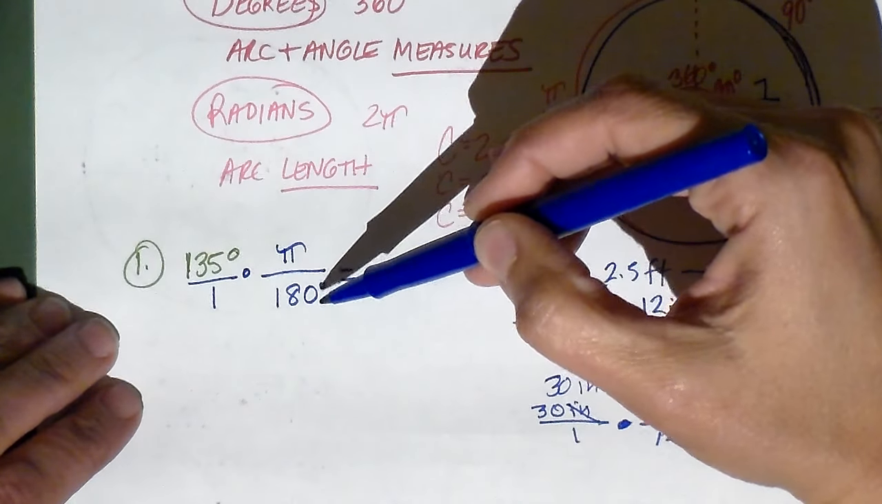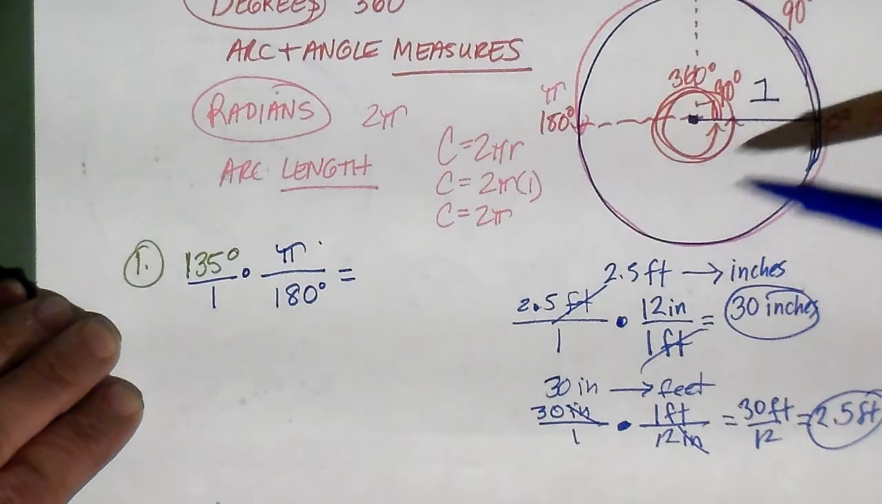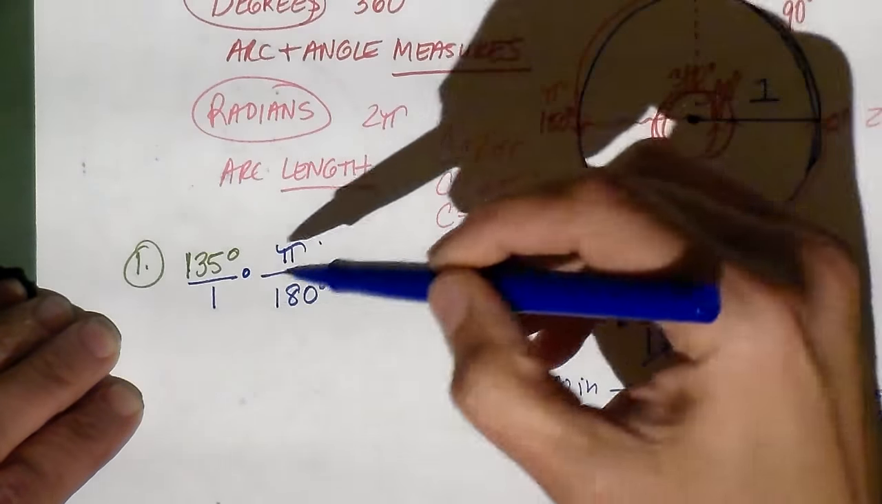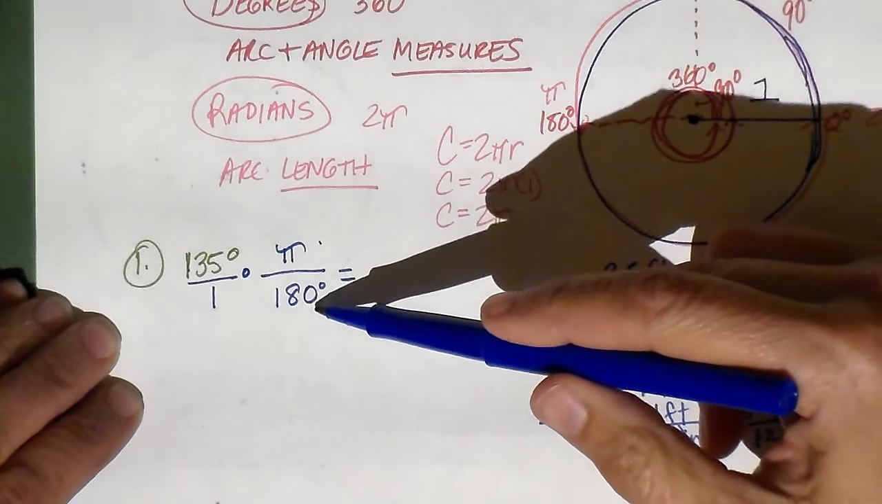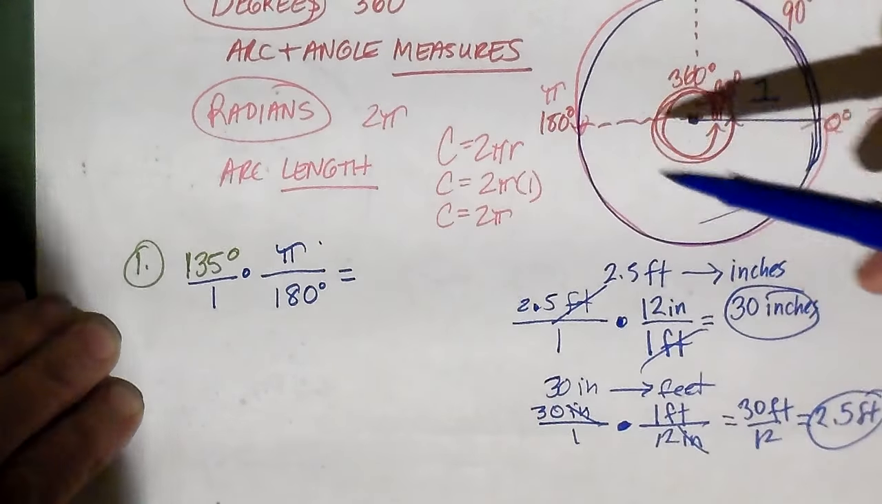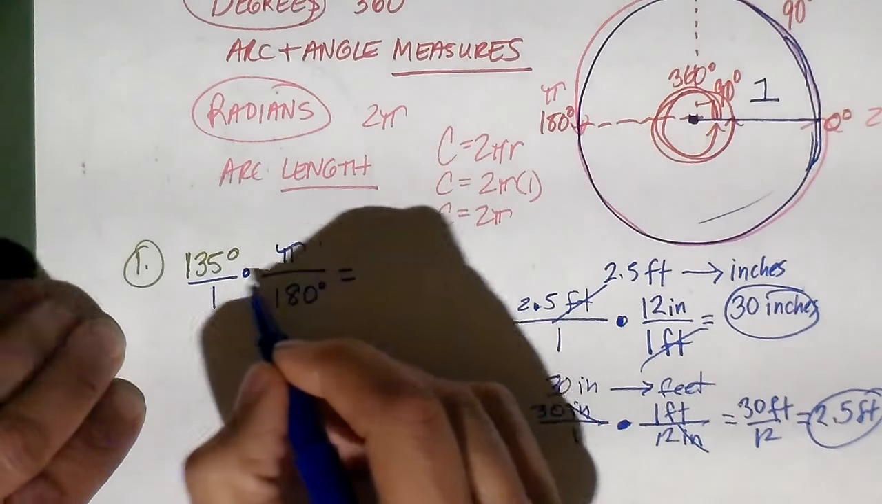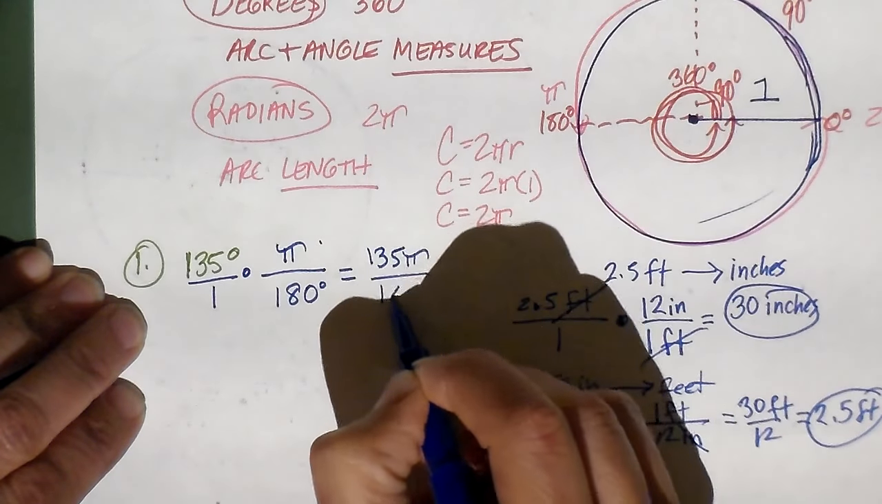Now think about that. Pi would be half of 2 pi, right? And 2 pi is 1 revolution around the circle, the unit circle with a radius of 1. Well, half a revolution instead of 2 pi would be pi, right? What's half of 360? It's 180. So the degrees and the radians kind of match up. So now I have 135 pi over 180.